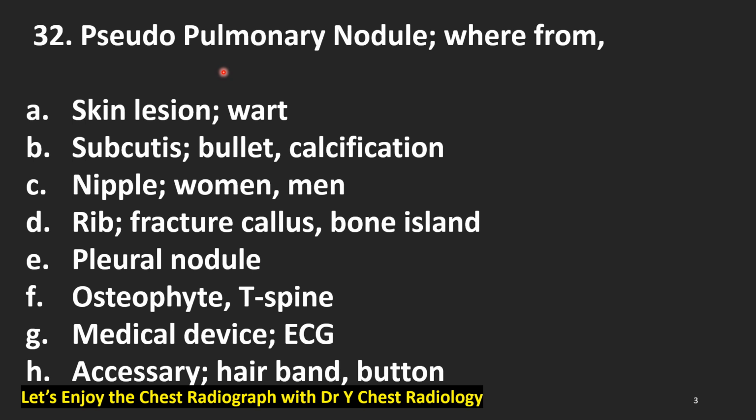Outside the lung, which includes skin lesions such as wart, subcutaneous bullet, calcifications, men and women's nipple, refracture callus formation, bone island, pleural nodule, thoracic spine osteophyte, medical device such as EKG lead, accessory such as hairband or shirt button.